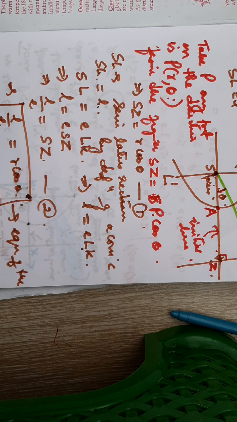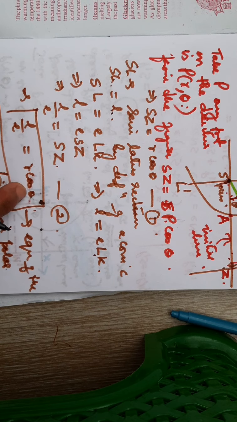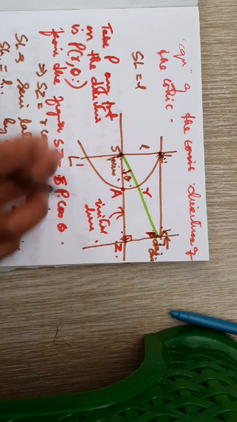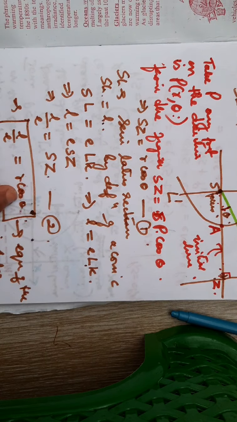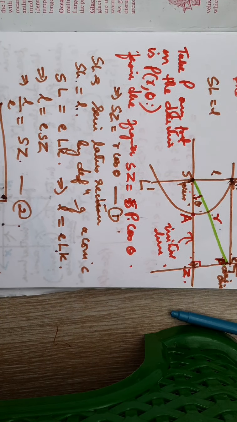So hope it is clear now, how to find the equation of the directrix of the conic in polar form. It is given by the equation l by e is equal to r cos theta. So this is how we calculate that l by e is equal to r cos theta as the equation of the directrix.